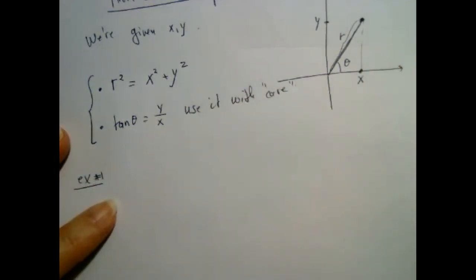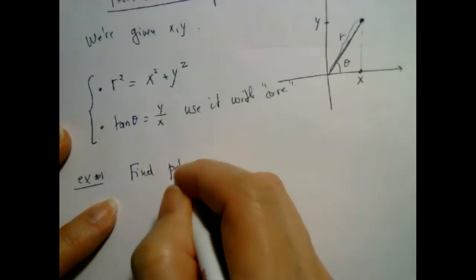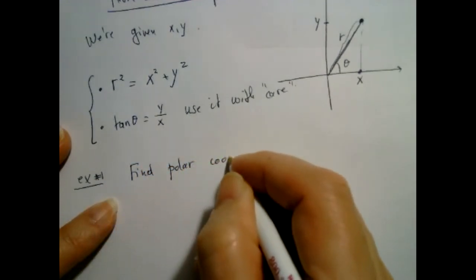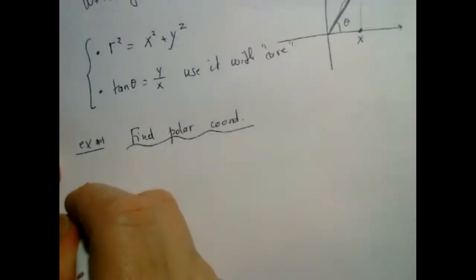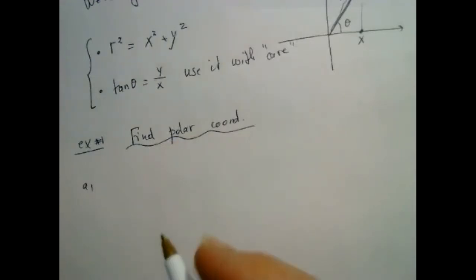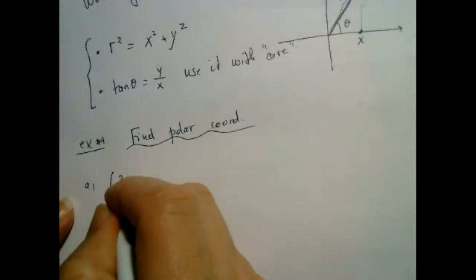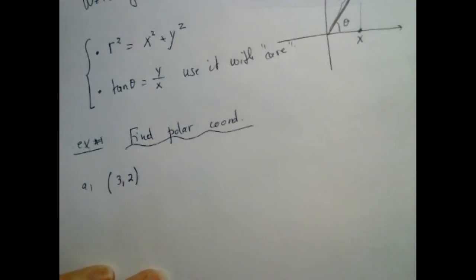The question is: find the polar coordinate. So my first problem is a simple one. I'm giving you the Cartesian, and I'm asking you for the polar. So this is (3, 2). That's the point, and I want you to find the polar coordinate.